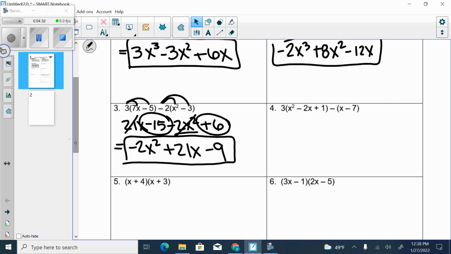All right, number 4. Again, we got to distribute into our parentheses. So I got 3 times x squared. Good. 3 times negative 2x. 6x. And 3 times 1. 3. In front of this parenthesis, there's just a negative, so it's kind of understood to be a -1, right? So I'm distributing -1. So -1 times x, negative x, good. -1 times -7.